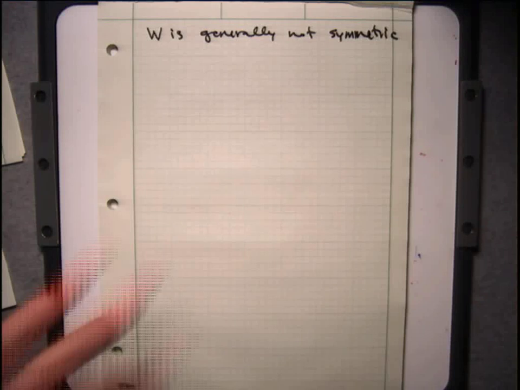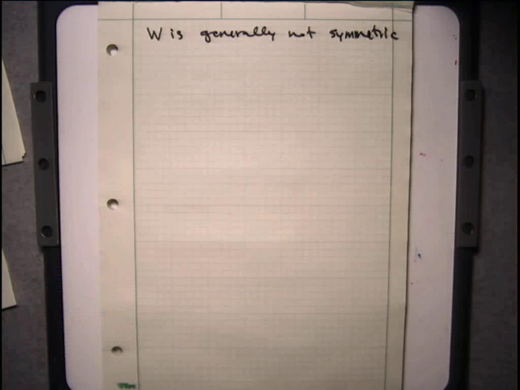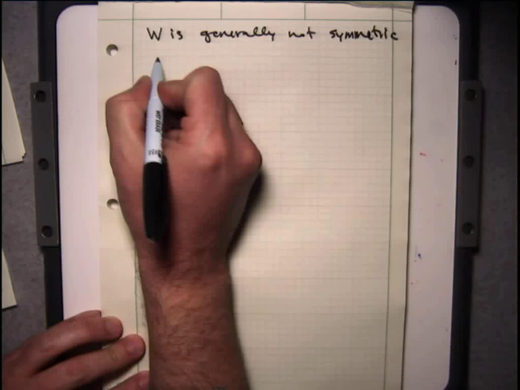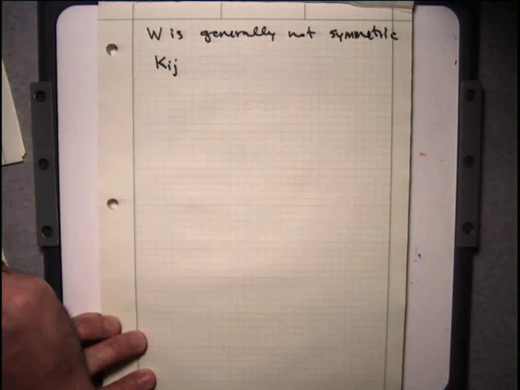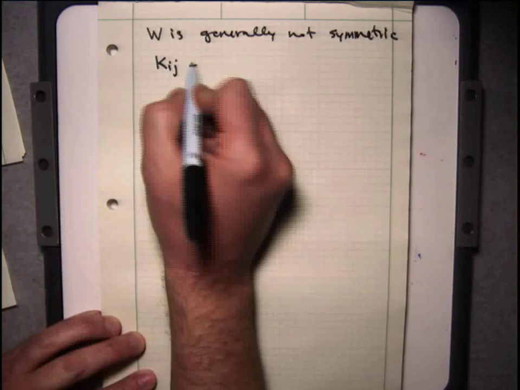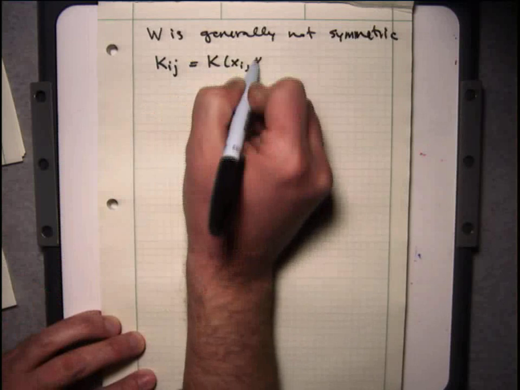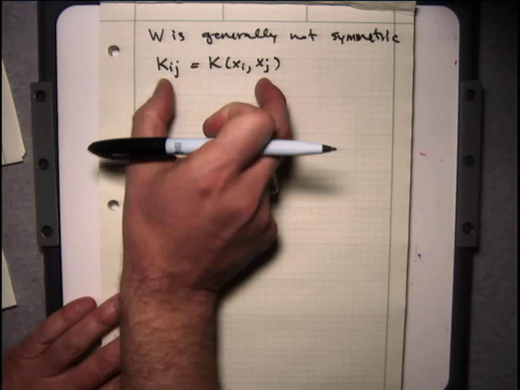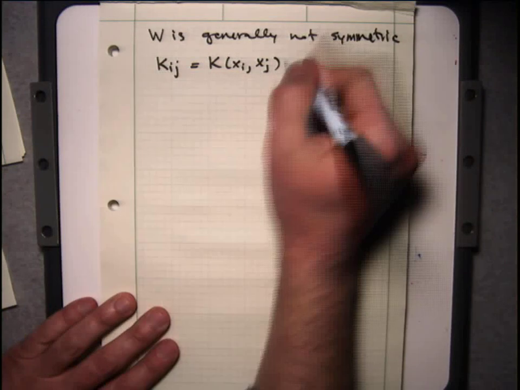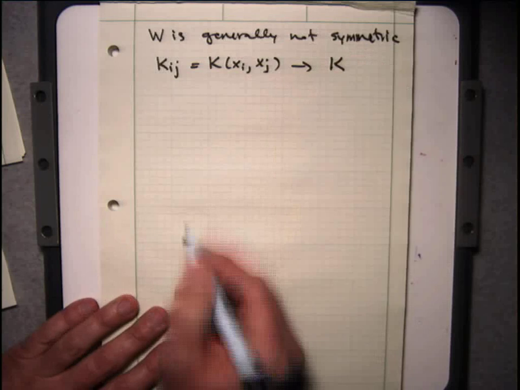Now, how do you know that it's not symmetric? Let me give you the punchline. We're going to assume that it's symmetric because it's very, very close to being symmetric. But here's a quick demonstration that it is not symmetric. Take the matrix Kij, which has elements k of xi, xj. Now take these and put them into matrix form, so you have a matrix K with these elements in it.